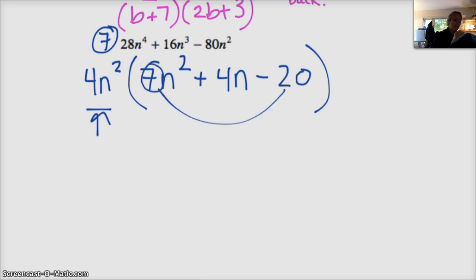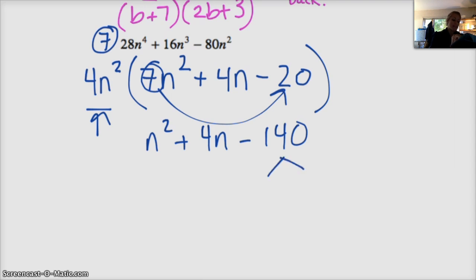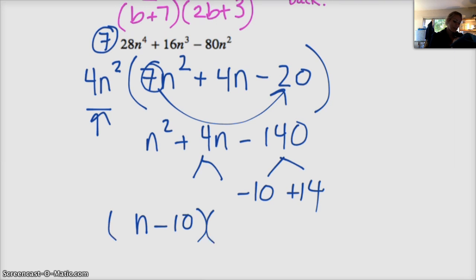Take the 7, go and visit the 20, you've got n squared plus 4n minus 140. And then you want to figure out what multiplies to negative 140, adds to positive 4. Well, I think 10 and 14, sorry, 10 and 14 multiply to 140, right? And we want it to be positive 4, so we've got negative 10 and a positive 14. So this factors to n minus 10 times n plus 14.